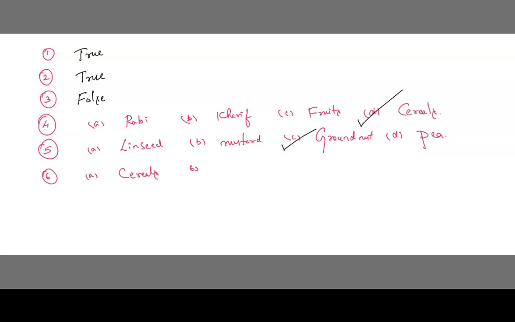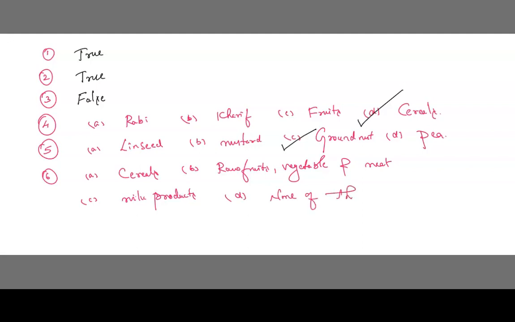Option A, cereals. Option B, raw fruits, vegetables and meat. Option C, milk products. Option D, none of these. Can you tell me which is the correct answer? Which of the following constitute the food that early human beings ate?